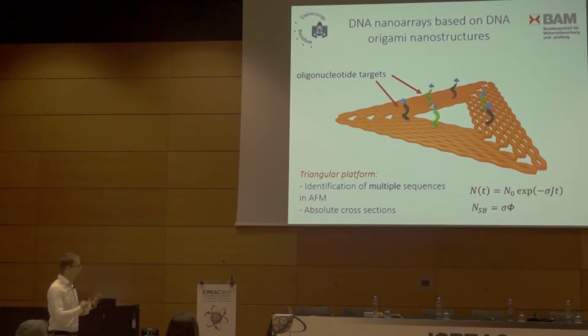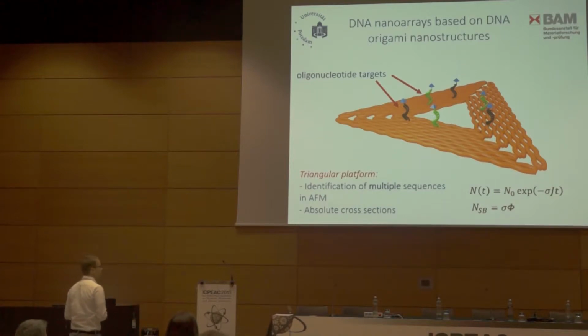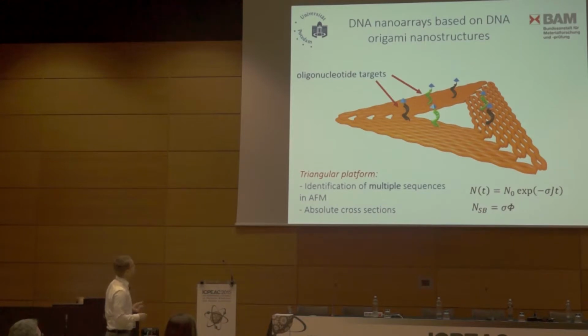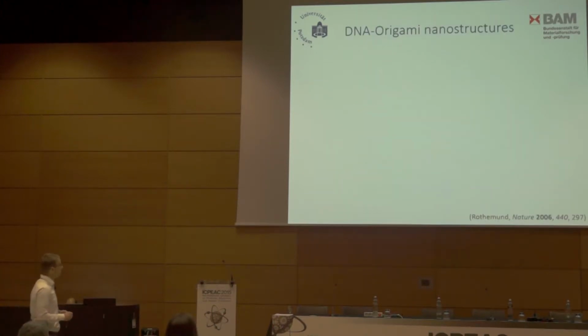And basically, this is done on a single molecule level, and from this we can, in a very straightforward way, determine absolute cross-sections for strand breakage. And what you can see here, this triangular platform, is also made from DNA. And we use a technique from DNA nanotechnology, which is called DNA origami. So the whole platform with the target strand is one DNA molecule, and this is formed by self-assembly. And the principle is shown here.